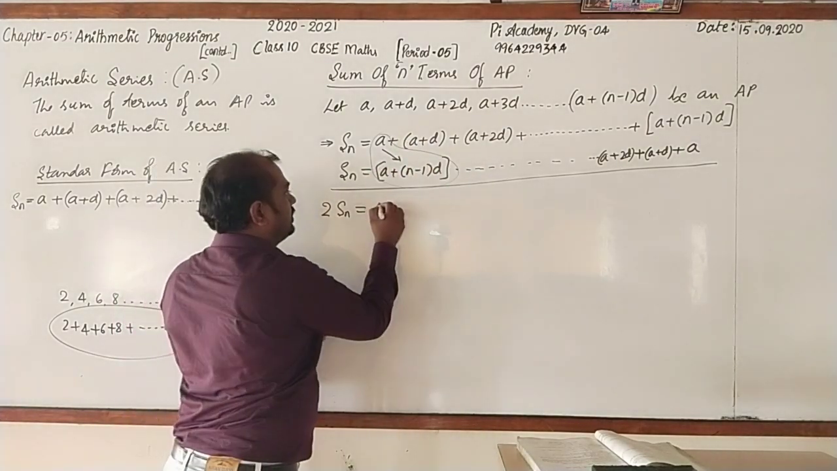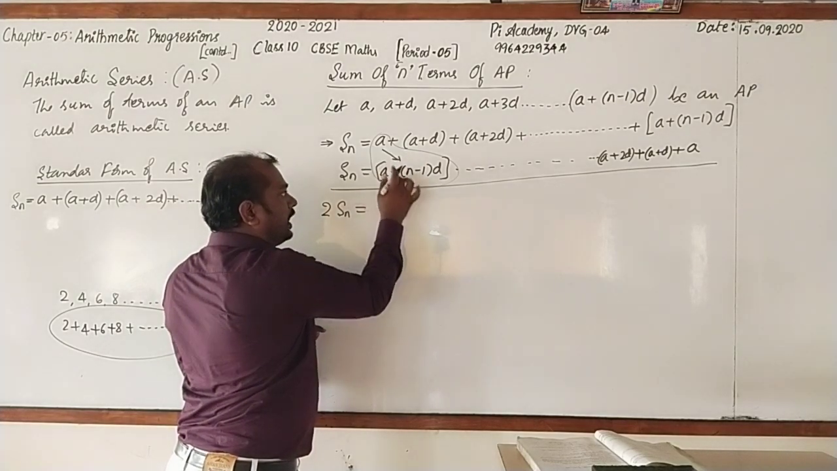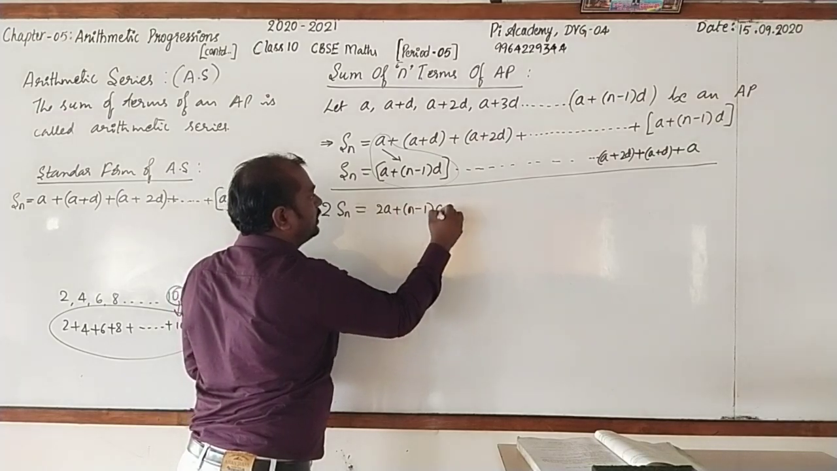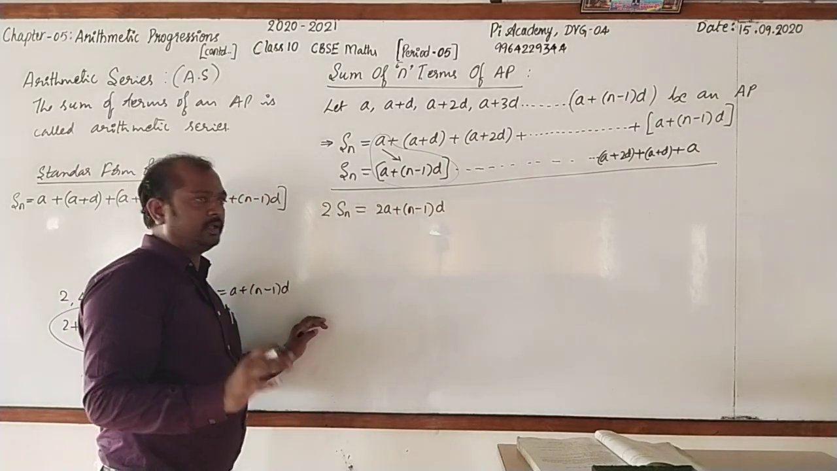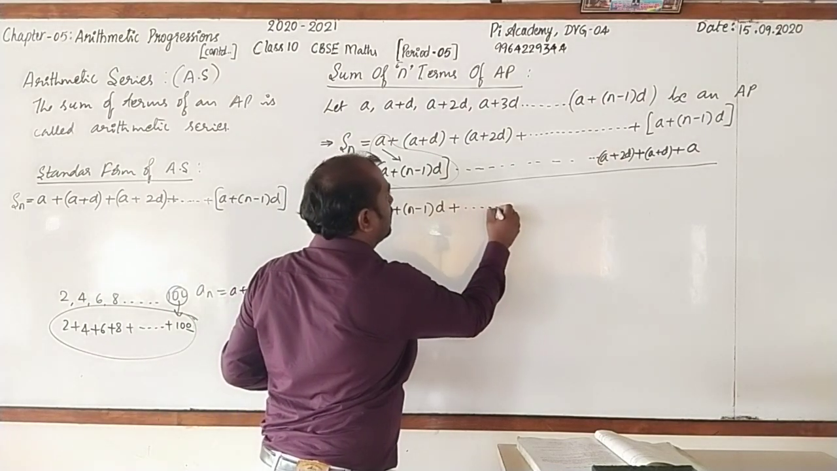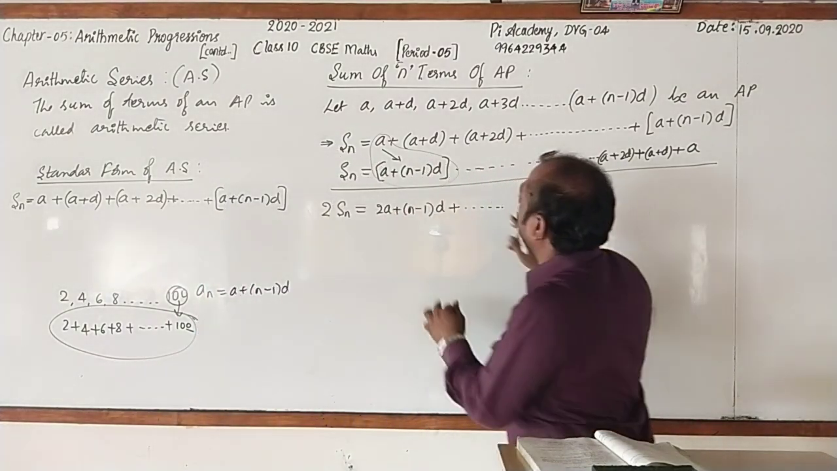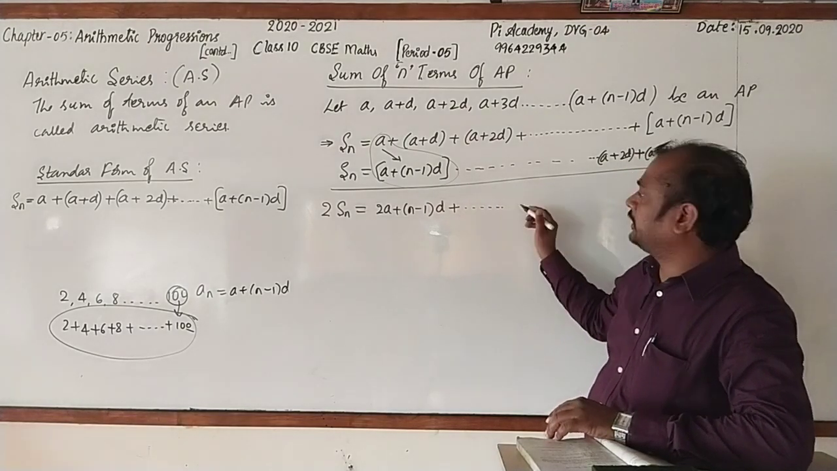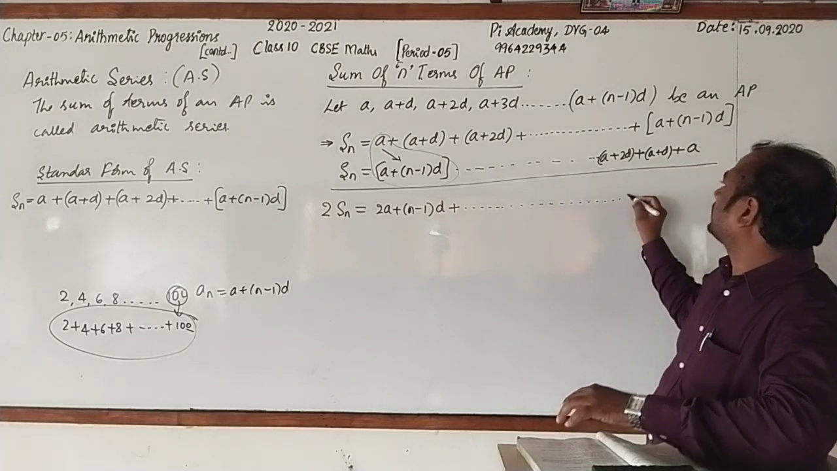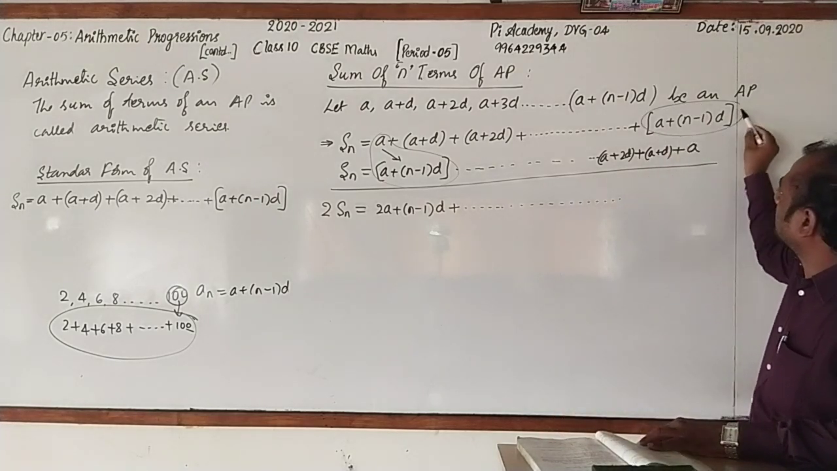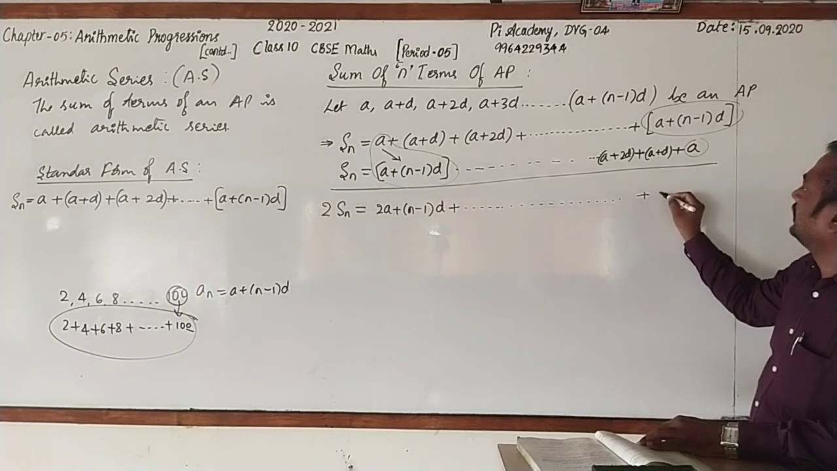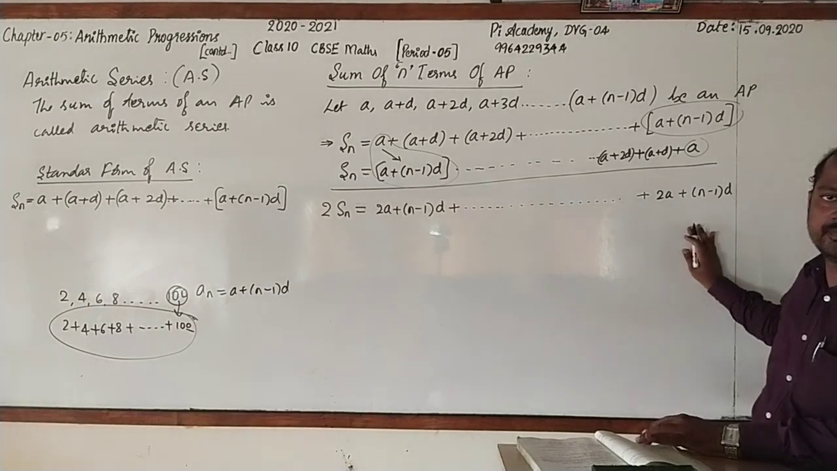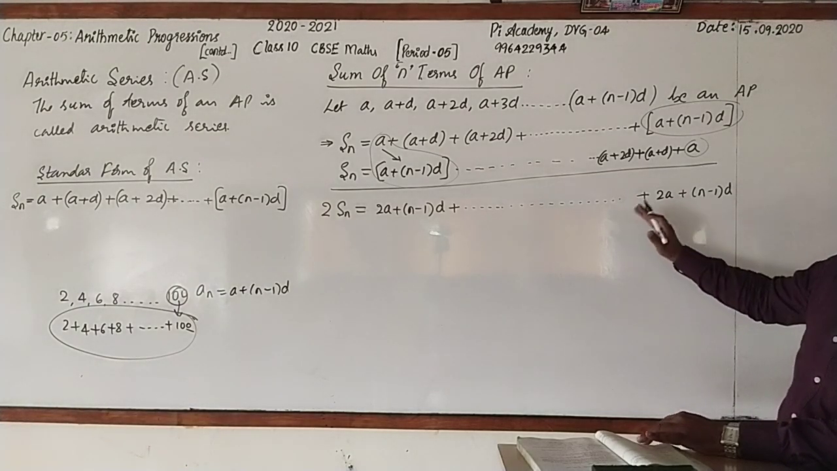When you add these two, you will get 2a plus of n minus 1 into d. Clear? Plus so on. Here also the next term, again it will be 2a plus of n minus 1 into d and so on. At last, this last term and this last term, it is 2a plus of n minus 1 into d. Followed?